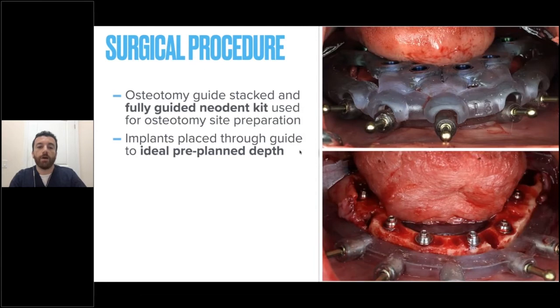Next, the osteotomy guide is stacked, and then we're using our fully guided Neodent kit for the osteotomy site preparation. And then we're placing our implants through the guide to the ideal pre-planned depth. Once your implant is placed to that depth, it will bottom out because you've prepped the area to that pre-planned depth.